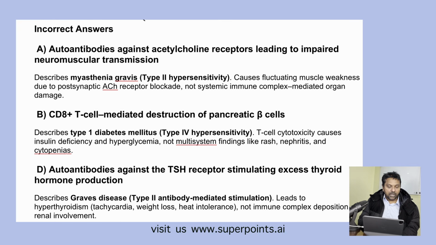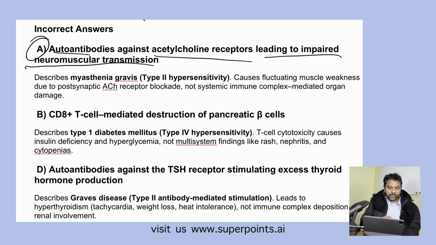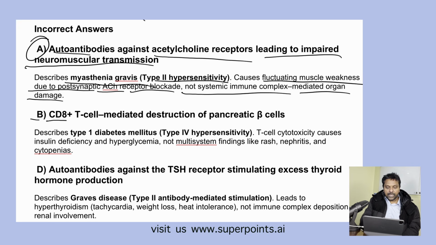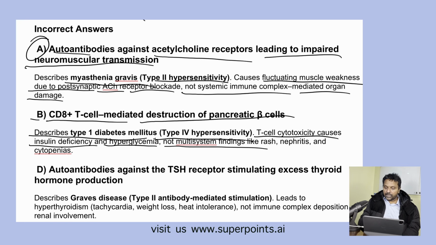What about the incorrect answers? A. Autoantibodies against acetylcholine receptors leading to impaired neuromuscular transmission. We know that is myasthenia gravis, type 2 hypersensitivity. It causes fluctuating muscle weakness due to postsynaptic ACh receptor blockade, not systemic immune complex mediated organ damage. What about B? CD8 T cell mediated destruction of pancreatic beta cells. We know that is type 1 diabetes, which is type 4 hypersensitivity. T cell cytotoxicity causes insulin deficiency and hyperglycemia, not multi-system findings like rash, nephritis, and cytopenias.